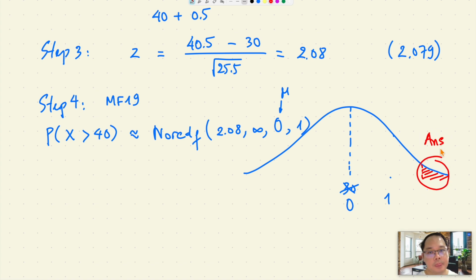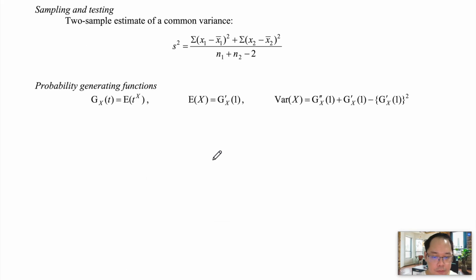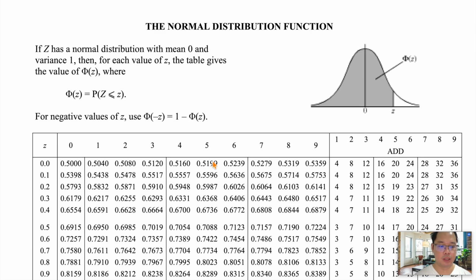Now we use the MF19 table. One very important thing in this table is that it only allows you to calculate the area on the left-hand side of the normal curve. You can see the gray shaded region here, which is the probability of getting a value x from negative infinity to a value z. For example, it's like 80% in this diagram. It does not allow you to calculate the area on the right-hand side directly. So the area on the right-hand side is 100%, which means 1 minus the 80%.